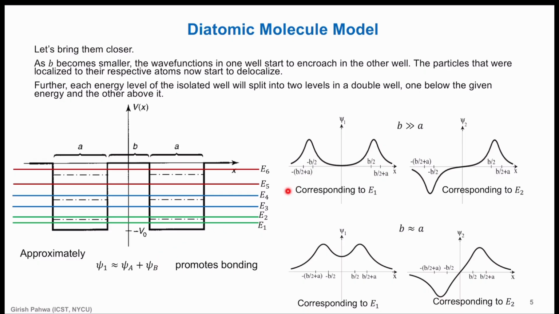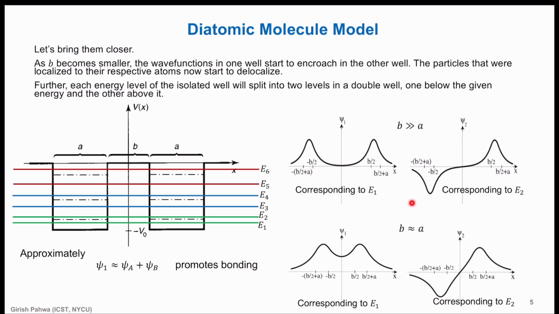Okay, so psi A means the electron wave function in atom A, right? And psi B the electron wave function in atom B when they are isolated. So if you simply sum them up, that will make your psi 1 approximately. Yeah, the full calculation you will have to do through the Schrodinger equation, but this approximation is good. So this type of interaction, it promotes bonding. Why? Look at it.